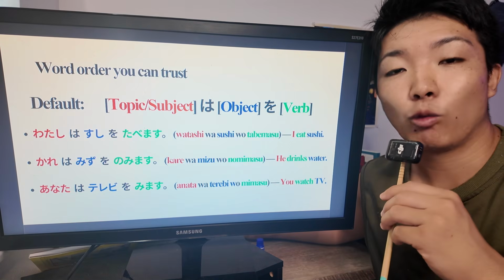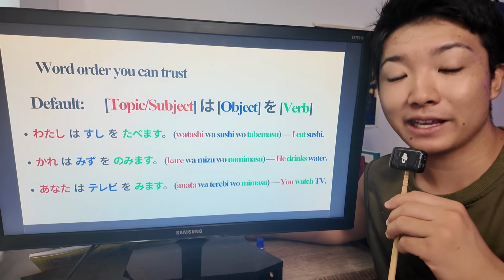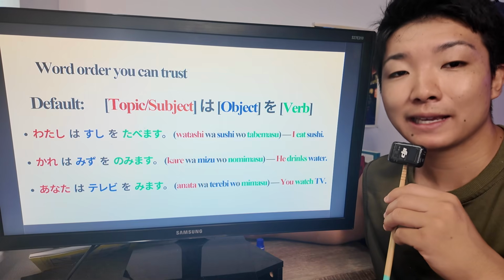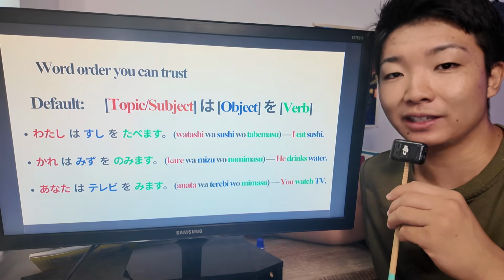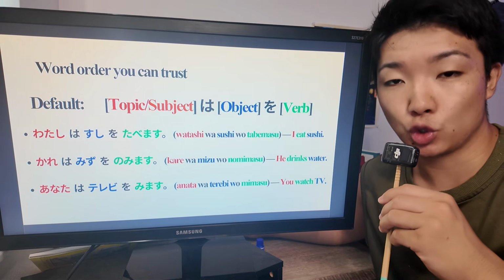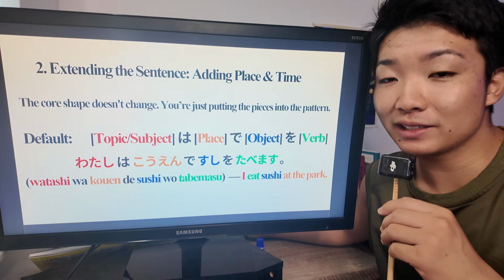So for example again, 私は寿司を食べます, I eat sushi. 彼は水を飲みます, he drinks water. 彼 means he. In this case, it's the subject. あなたはテレビを見ます, you watch TV. The next step is you extend the sentence by adding place and time.